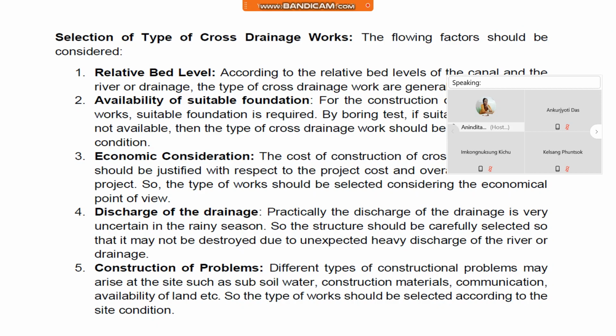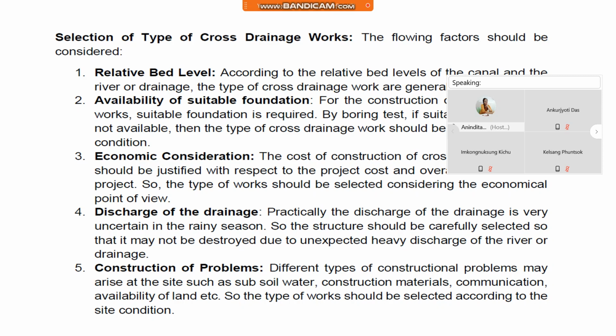Next, number 3, economic consideration. The cost of construction of the cross drainage work should be justified with respect to the project cost and overall benefits of the project. So the type of work should be selected considering the economical point of view. Next, number 4, discharge of the drainage. Practically, the discharge of the drainage is very uncertain in the rainy season. So the structure should be carefully selected so that it may not be destroyed due to the unexpected heavy discharge of the river or drainage.